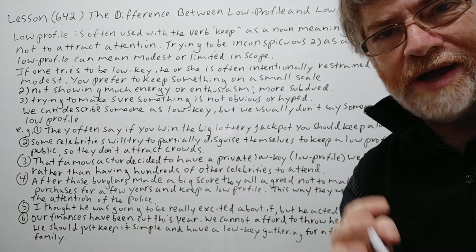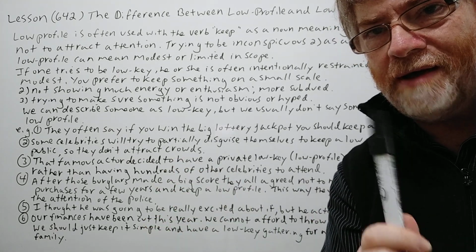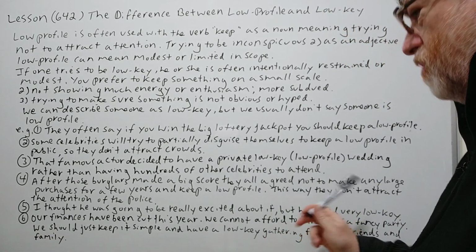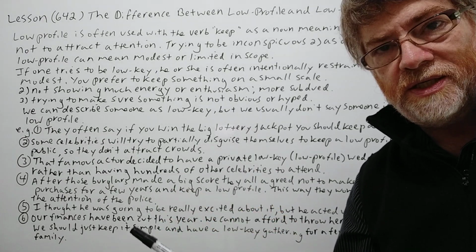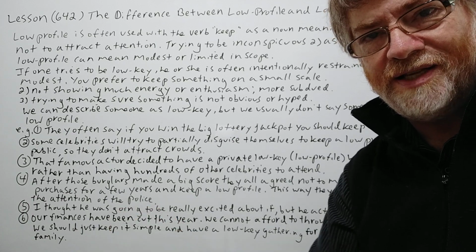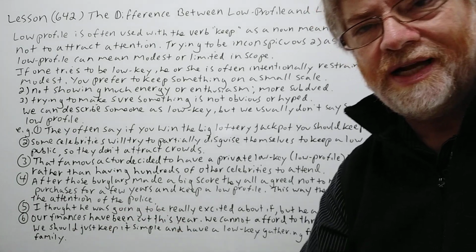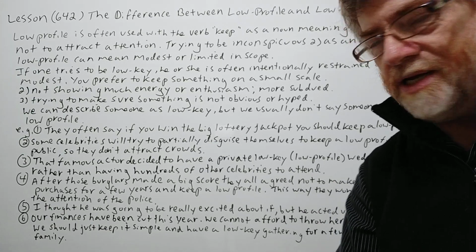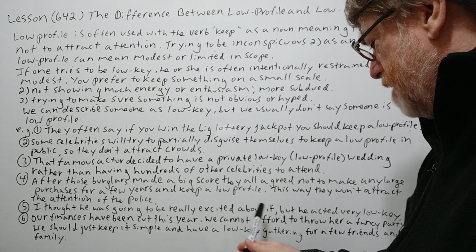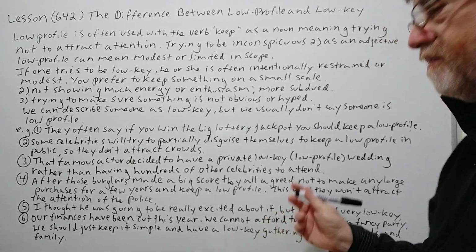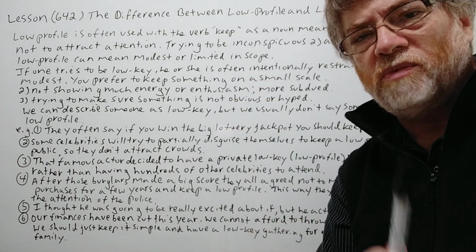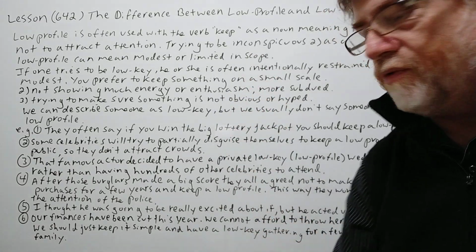So you don't attract attention. Again, the focus here is about not attracting a lot of attention. This way, they won't attract the attention of the police. If they start seeing you spend hundreds of thousands of dollars and you only have a job that makes $30,000 a year, that will attract attention. All right, number 5. I thought he was going to be really excited about it, but he acted very low-key. This is the one about enthusiasm or excitement. So this one will always be low-key and not low profile.